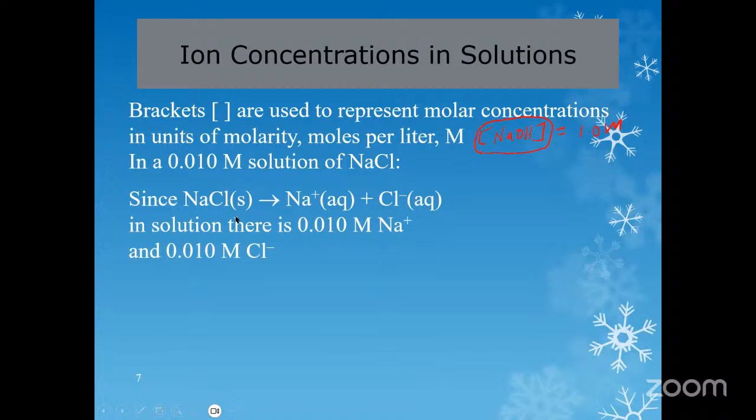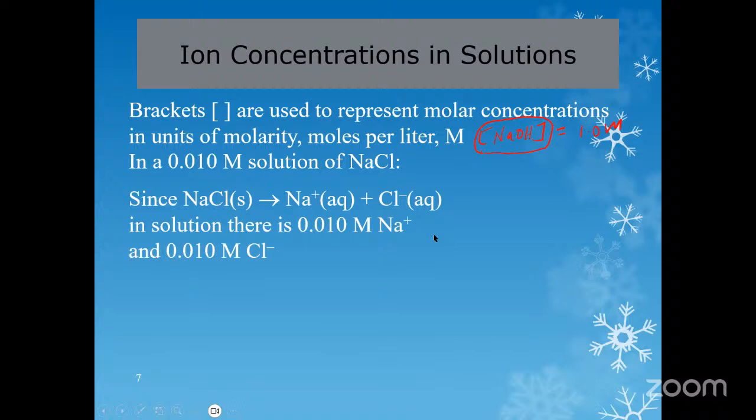And because of the stoichiometry of this equation, a 1:1:1 mole ratio between the sodium chloride that you start off with and the sodium ions and chloride ions that you end up with, you can predict that the molar concentration of sodium ion will be 0.010 M, and the same is true for the concentration of chloride ions, right? So basically, whatever the molarity of the sodium chloride that you start off with would be the same as the ions that you end up with in a solution.